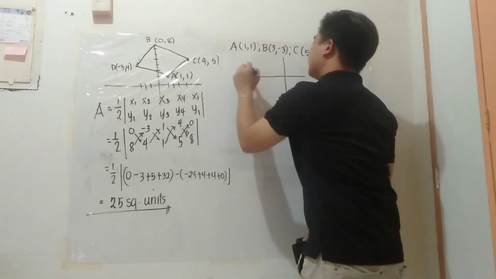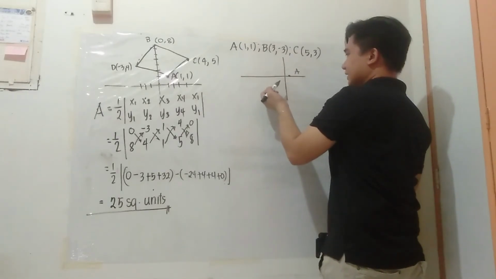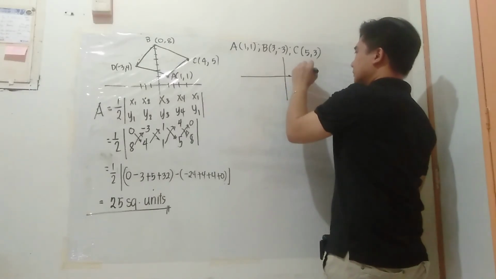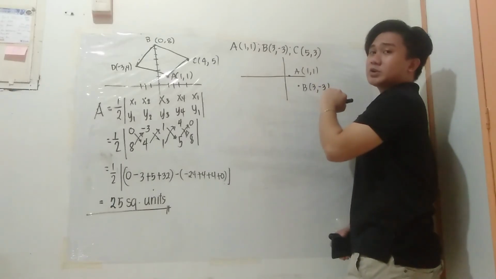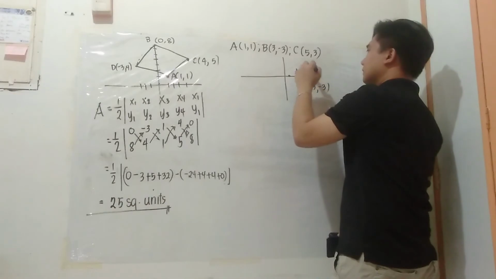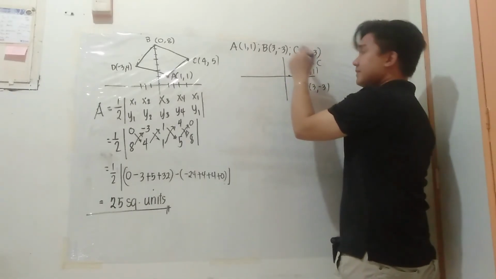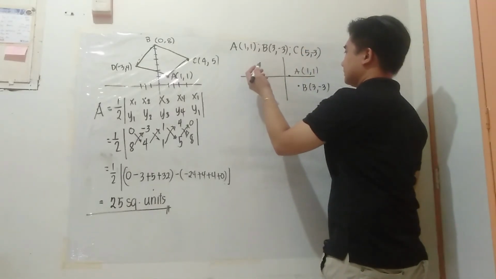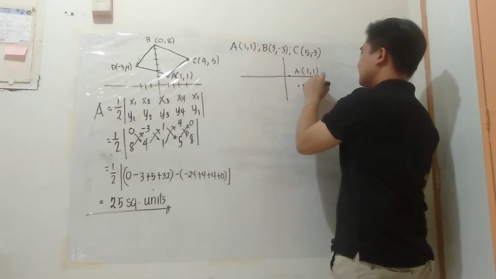So, i-plot po natin (1, 1), so this is point A, (3, -3). So, i-approximate ko na lang. Ang mahalaga kasi makita mo lang yung position nila. And then (5, -3). Sorry, (5, -3). Sabihin natin ito yon.